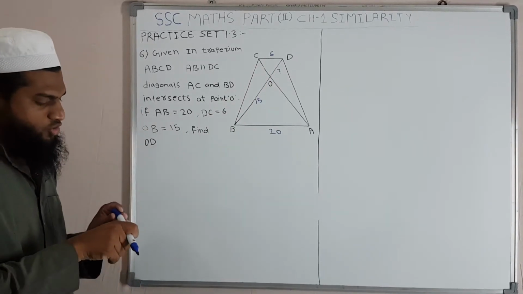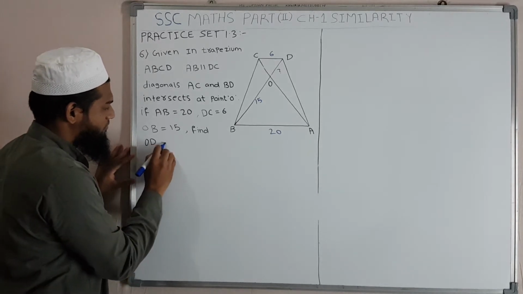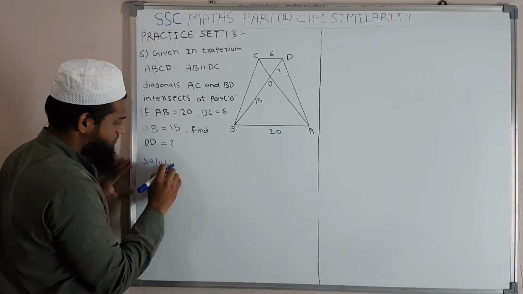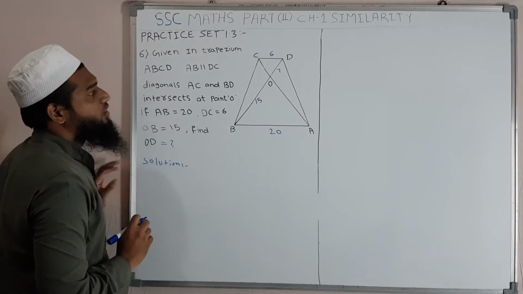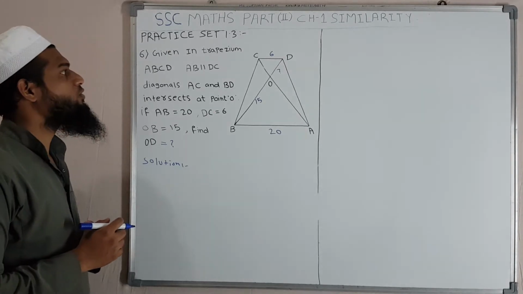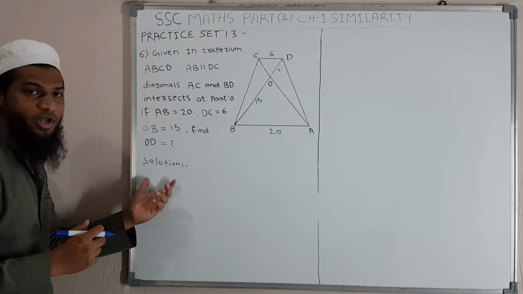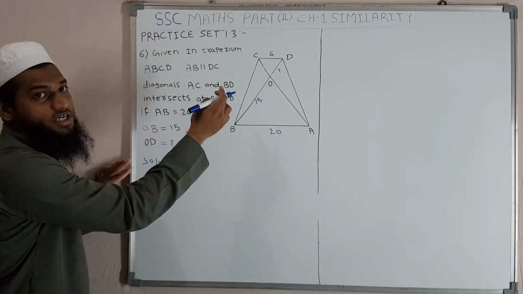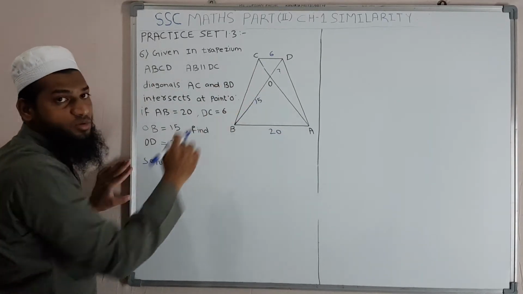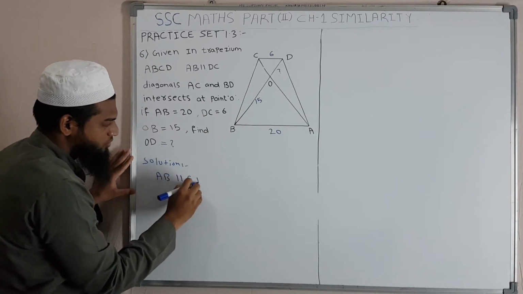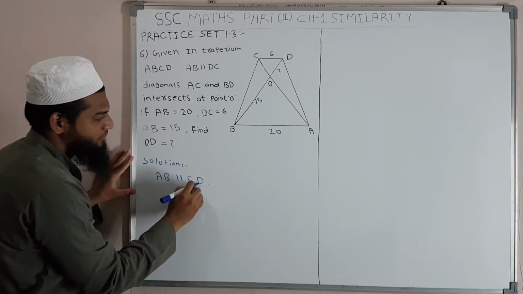So in the solution we have to find OD. First, what do we have to do? We have to write the given here. In trapezium ABCD, what is given? AB is parallel to CD.